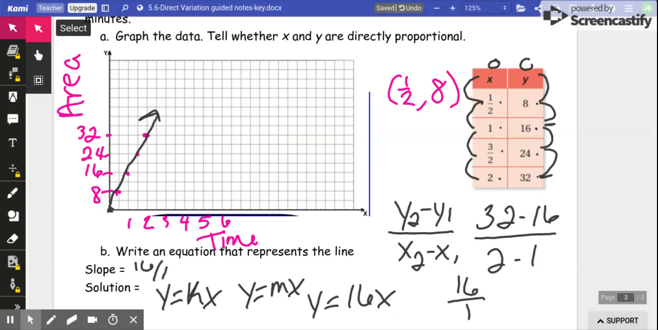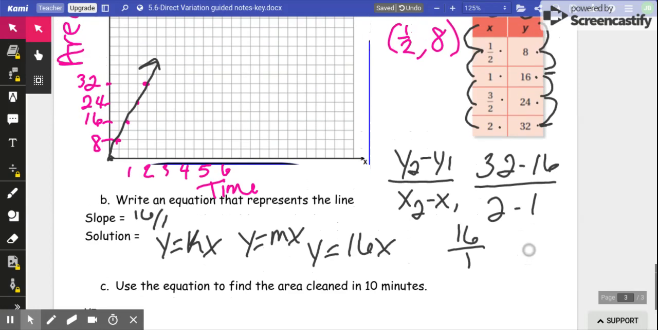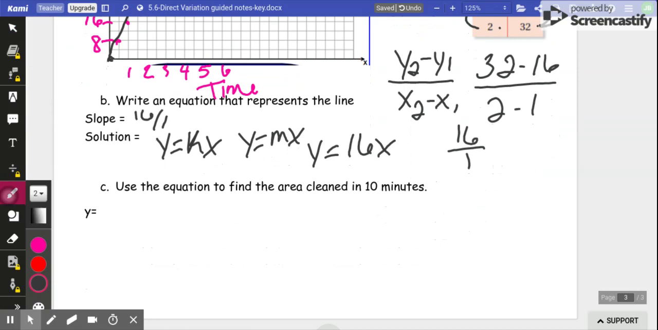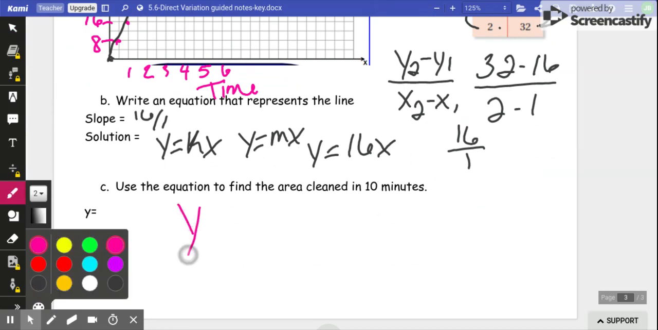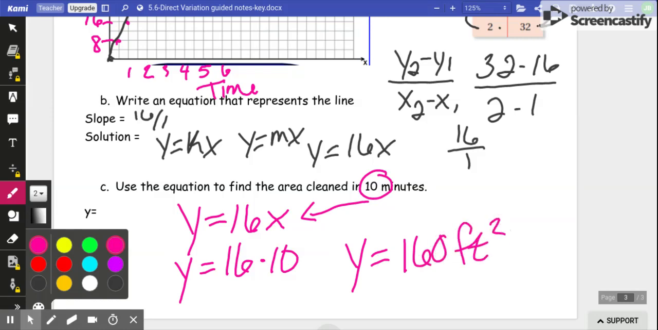All right, so let's look at our last part, question C. It says, use the equation to find the area cleaned in 10 minutes. My minutes are my x value, the amount of time. So I'm going to plug in 10 for my x value in the equation that I just wrote. I have y equals 16x, so I'm going to plug in 10 where I see my x. I'm going to have 16 times 10 to find my y value. So that means my y equals 160 feet squared.